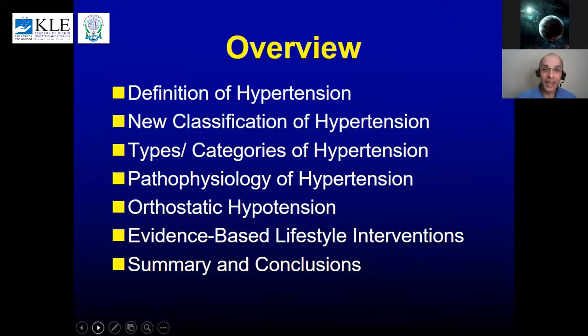So really what I'd like to talk about in the next 35 minutes is start by talking about a global definition of hypertension, then move into some new classification systems of hypertension that we use here in the United States, going very quickly over the categories of hypertension, or the types, three major types, really quickly reviewing pathophysiology of hypertension, a quick review on orthostatic hypotension, and then really spending some time on evidence-based lifestyle interventions with a summary and conclusion. So I've got quite a bit on my agenda for 35 minutes, but I think we'll be able to get through this really quickly.